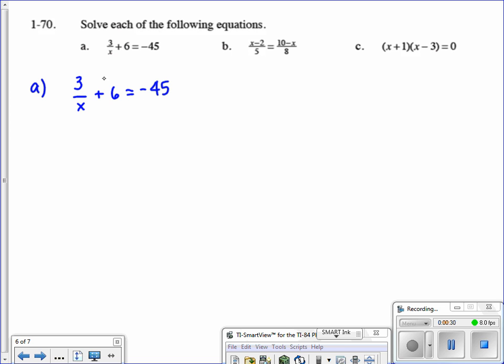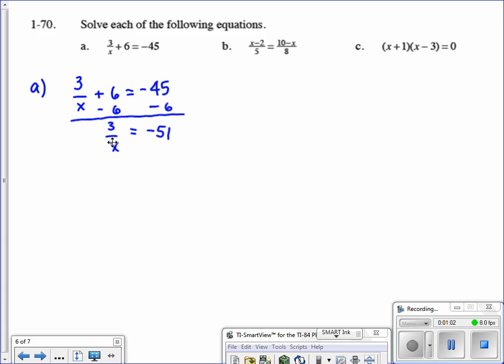There are different ways you could approach this. You could get rid of the fraction right off the bat. Or since I have a positive 6 and a negative 45 here, and only one term that has a variable in it, I'm going to get rid of the 6 first. I'm going to subtract 6 from each side. This is a zero pair, so it's gone. I should have negative 51 is equal to 3 divided by x.